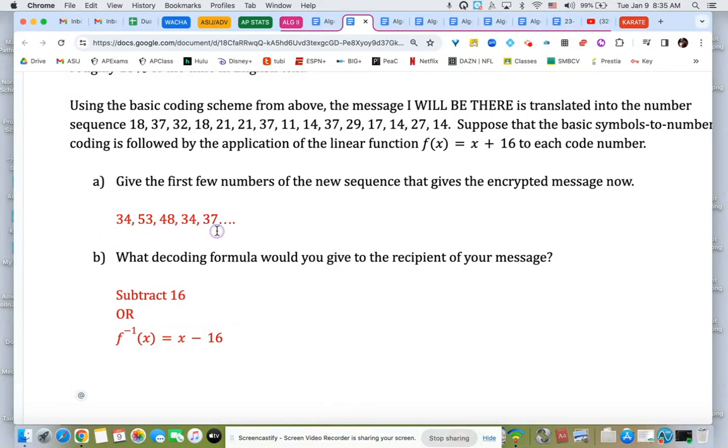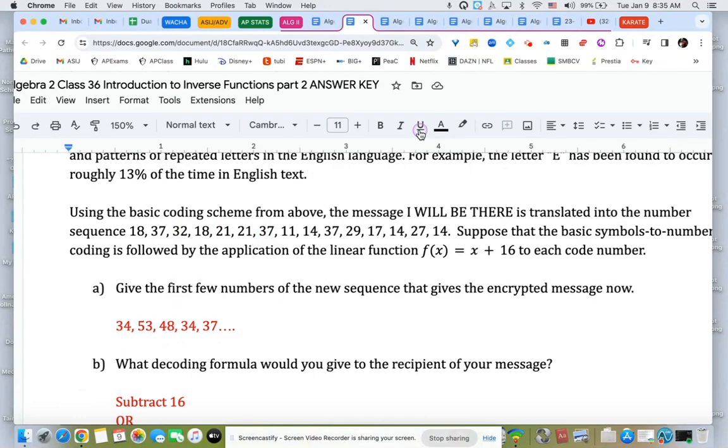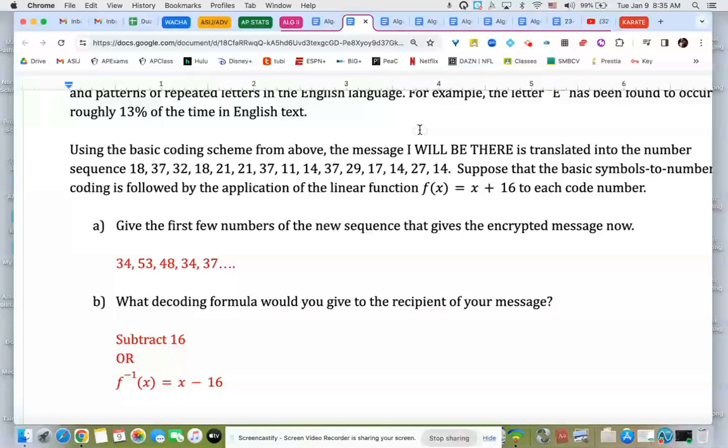So any particular x value, any number I gave you, you're going to subtract 16 from it, or my friend is. And that will give them that string of numbers they can use in the table that we had up above.